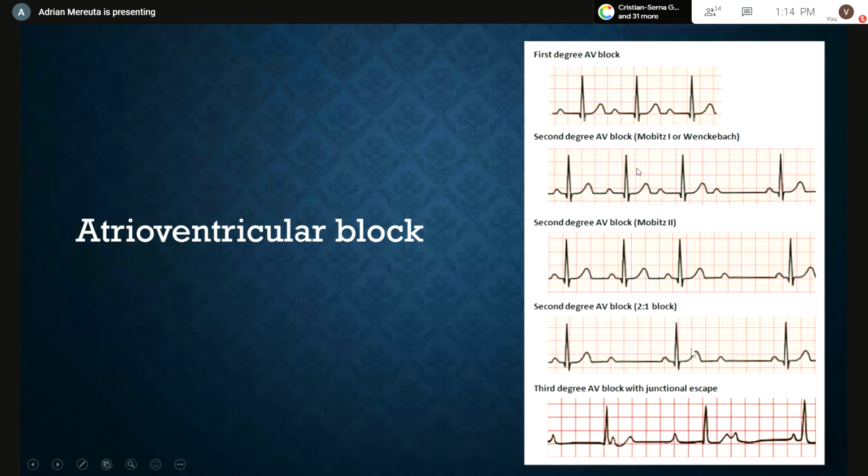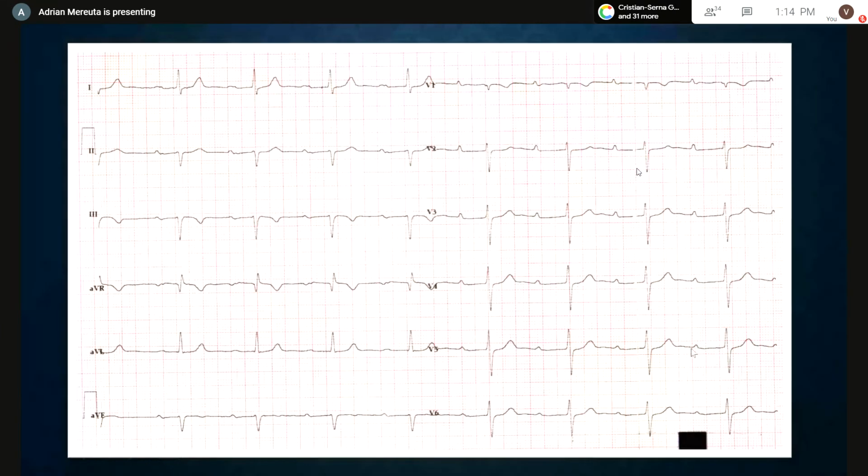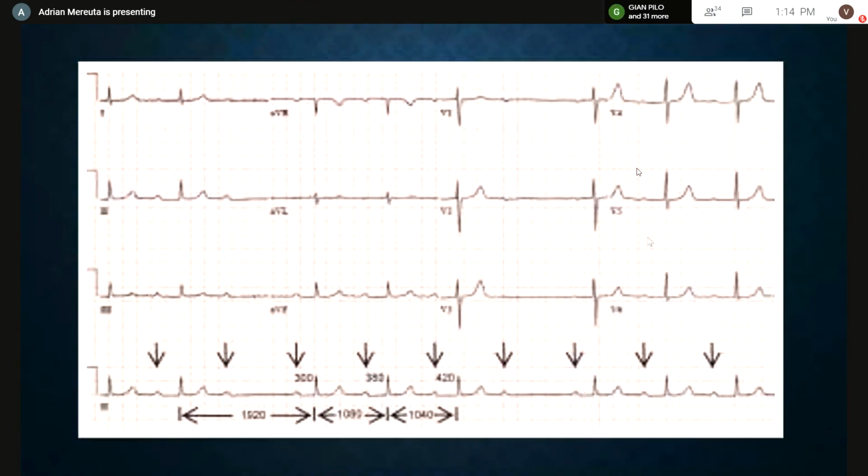I will show soon. What is this? Which kind of AV block is this one? First degree. Yes, first degree. It's easy. It's obvious. Usually there has to be one big block to be normal. Here it is more than two blocks, and it's obviously first degree.